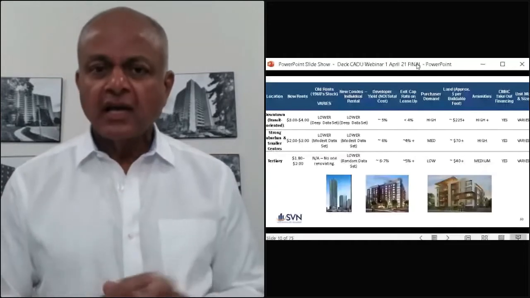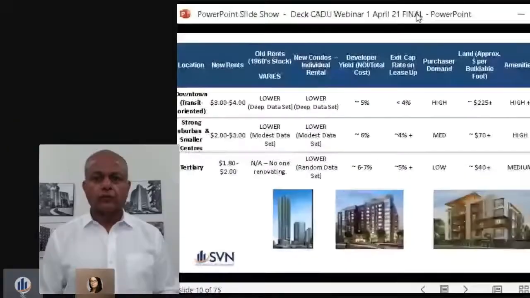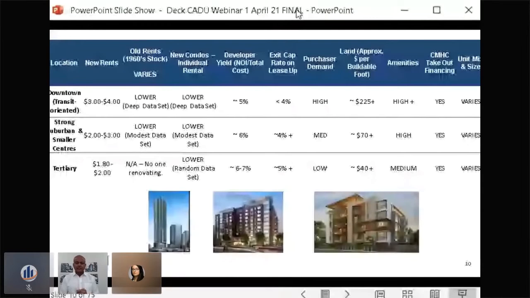So then we talk about development yield. Let's go over about the middle of the table. Development yield is important, and development yield is your NOI over your total cost. What we would expect at a very high level is that the downtown product is maybe about a 5% development yield, or 4 to 5. In the stronger suburban product, maybe it's about a 6% yield. In the tertiary markets, we're seeing developers get a 6 to 7% yield.